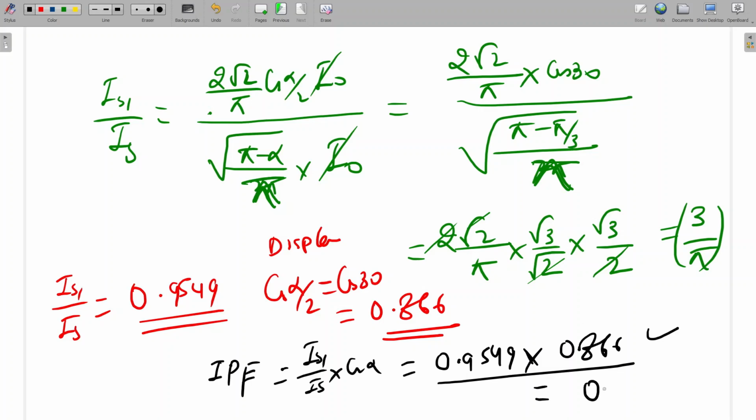0.826. So this is the fundamental input power factor. Is it clear to all? Yes, sir. Clear, sir.